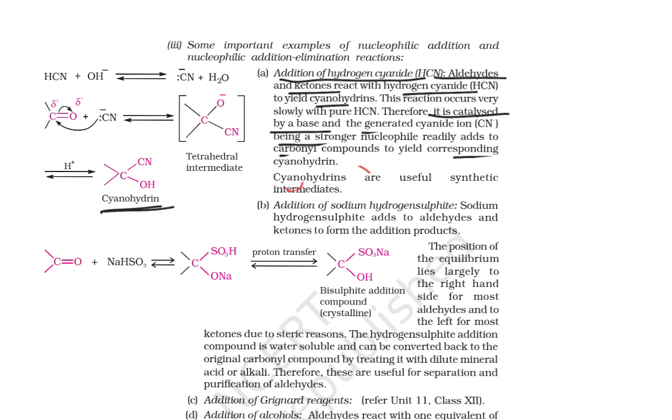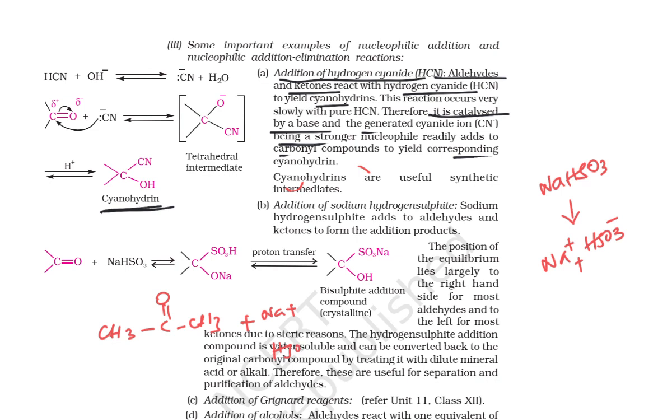Addition of sodium hydrogen sulfite. If I take NaHSO3, it can change into Na plus and HSO3 minus. Clear? If I take CH3 C double bond O and CH3, we have two parts, Na plus and HSO3 minus. HSO3 minus attacks the electron deficient carbon, the pi bond moves here, and this negative charge abstracts the sodium. So what is the product?